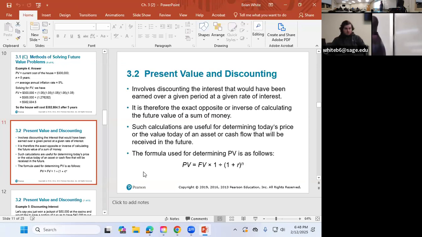Calculations are useful for determining today's price, or the value today of an asset that will be received in the future. So I know in 5 years, I'll have an inheritance. I know in 5 years, I'll be ready to buy a house. Because I have the crystal ball, I know when rates do drop. Now I'm assuming I know everything and interest rates will drop. This is when you start discounting rates.